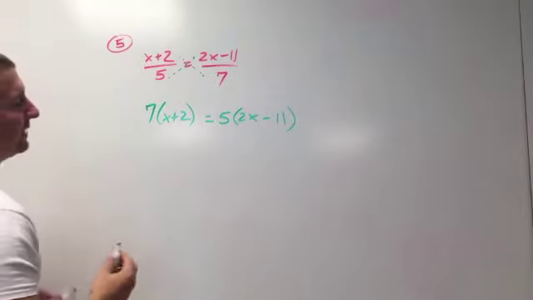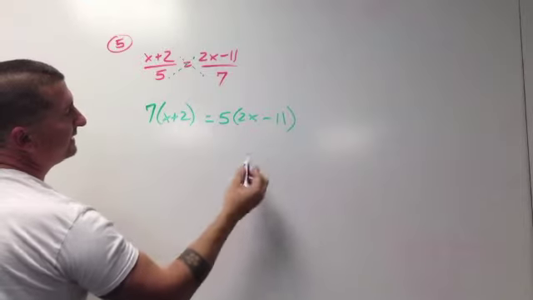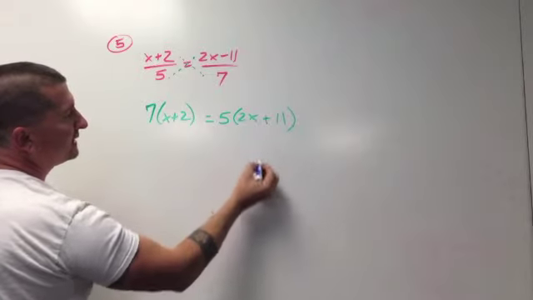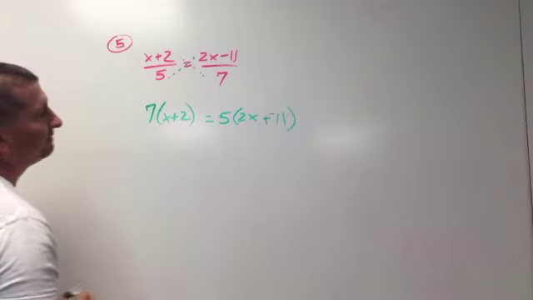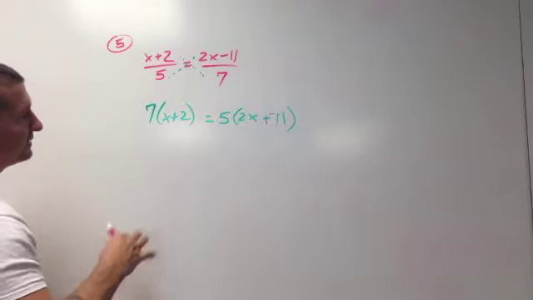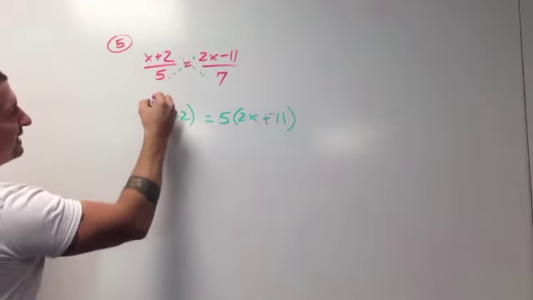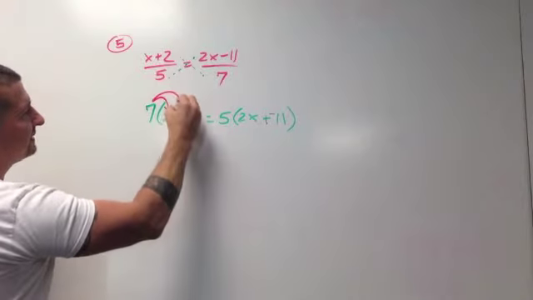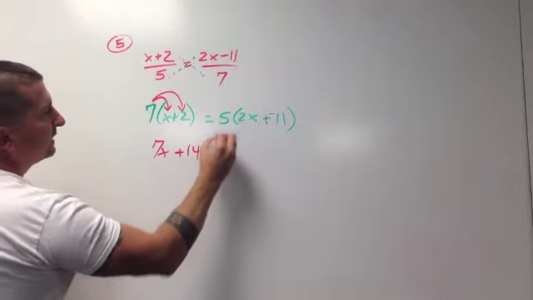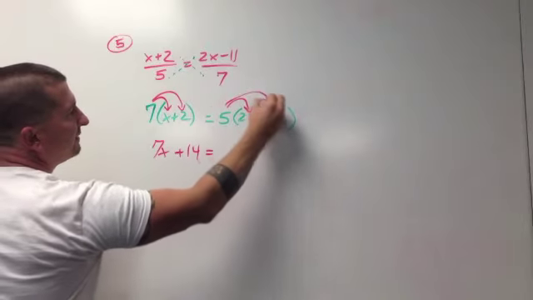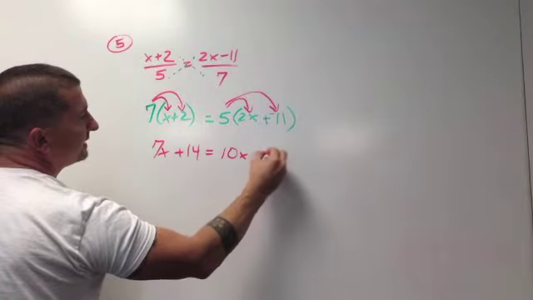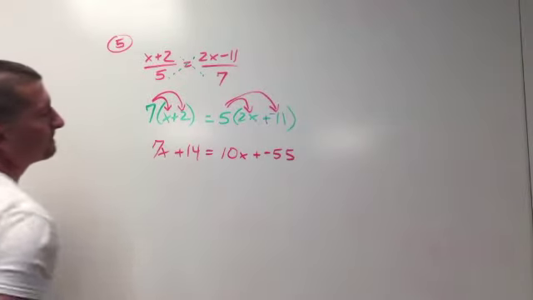Now I told you on a previous problem I like to change all subtraction to adding the opposite of the next number. So I'm going to go ahead and do that. I'm going to change this subtraction to plus negative 11. Might not be too tricky, but I just do it consistently. So now I have 7 times x and 7 times 2. I'm just distributing. I have 5 times 2x and 5 times negative 11, so I get 10x plus negative 55.